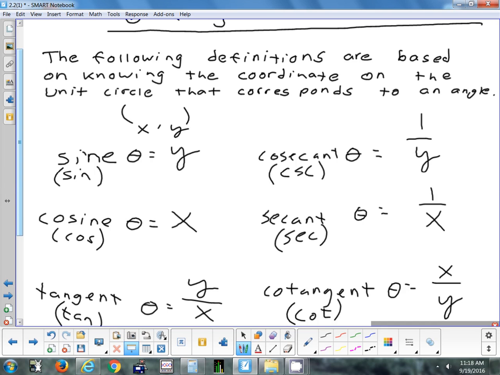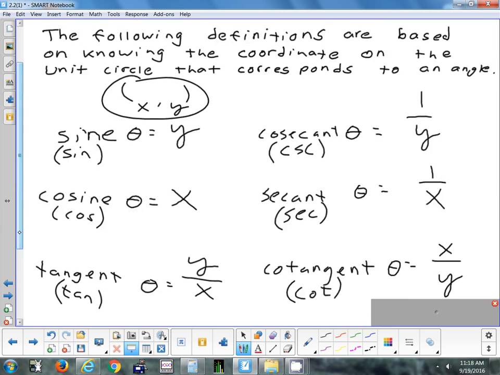And those are the definitions of the 6 trig functions based on a unit circle and a coordinate. Okay. So what I usually do is I always memorize the 3 on the left, and if I know those 3, just remember you flip them and you get the 3 on the right. Okay.